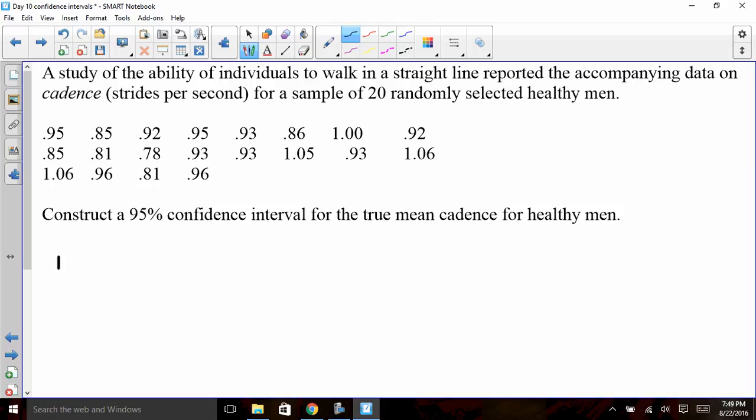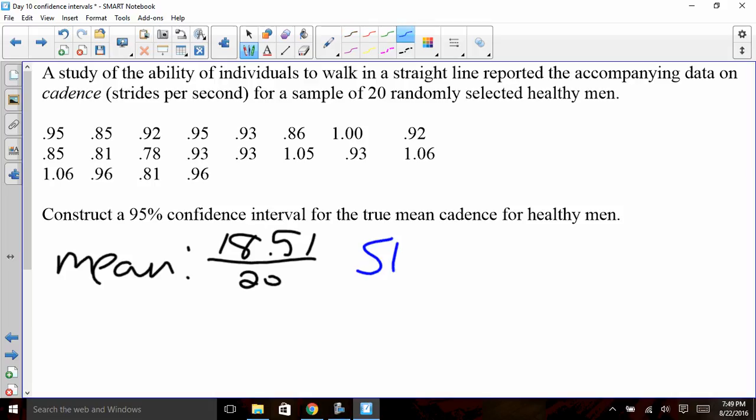So first we're going to find the mean. So go ahead and pause. We're going to get 1851. We're going to divide that by 20 because we have 20 guys in there. Then we need to find our standard deviation, which we get as 0.08.